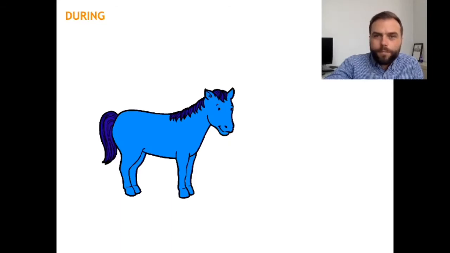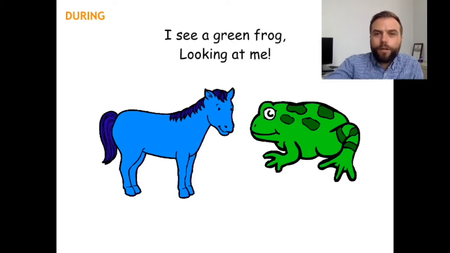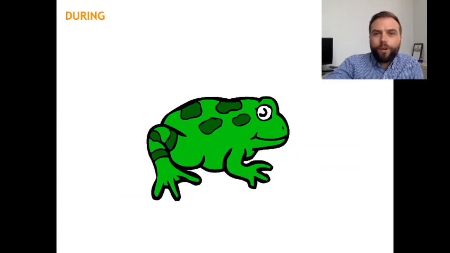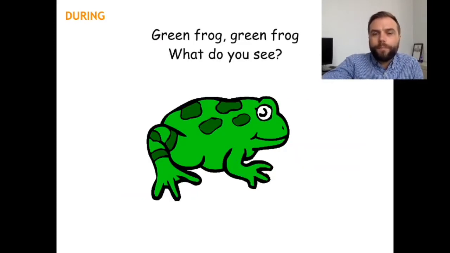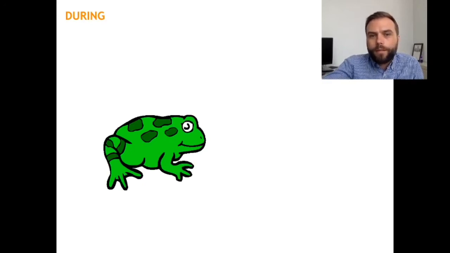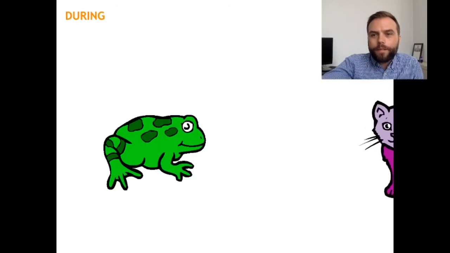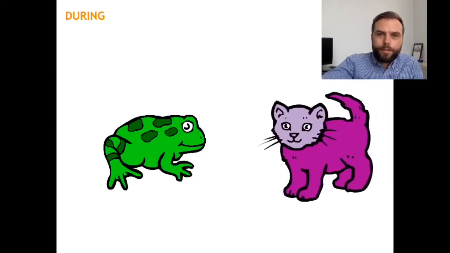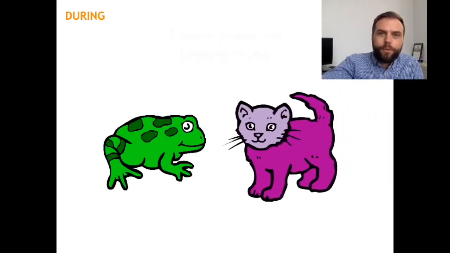What is it? Green frog looking at me. Green frog, what do you see? I see a... What is it? It's a purple cat. I see a purple cat looking at me.